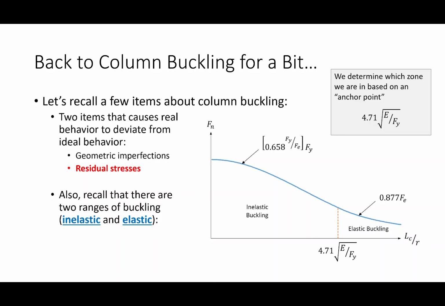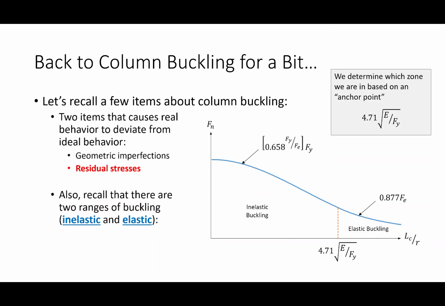And depending upon what zone you're in, I would get a different equation to compute my nominal stress. And then I would take that nominal stress, multiply it by the area, multiply by 0.9 to get the axial capacity, or the design axial capacity. Does that make sense? So we have these 2 zones that were determined based on whether or not my term lied along this anchor point.